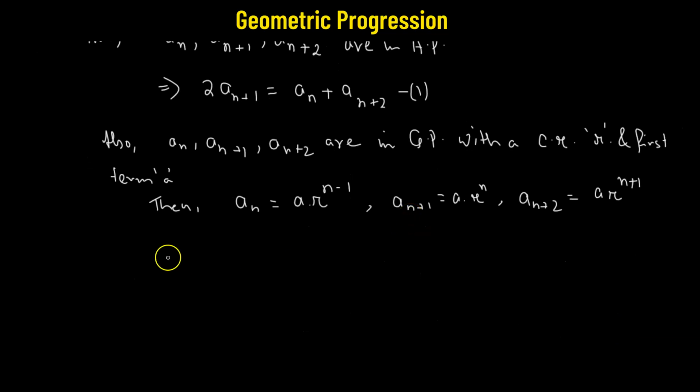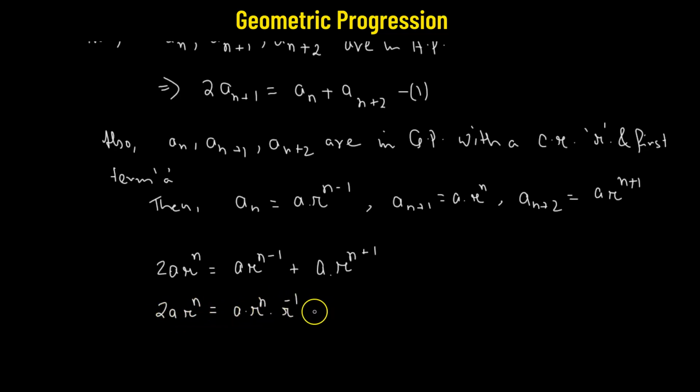So we have 2 times a r raised to the power of n equals the nth term, a r raised to the power of n minus 1, plus the n plus 2th term, a times r raised to the power of n plus 1. So we can have 2 times a r raised to the power of n equals a times r raised to the power of n times r raised to the power of negative 1 plus a times r raised to the power of n times r.